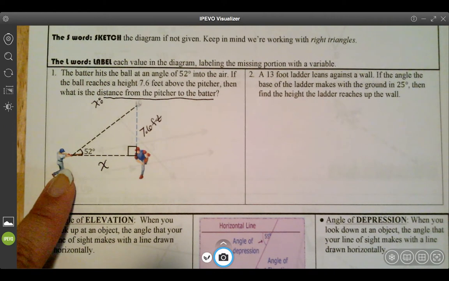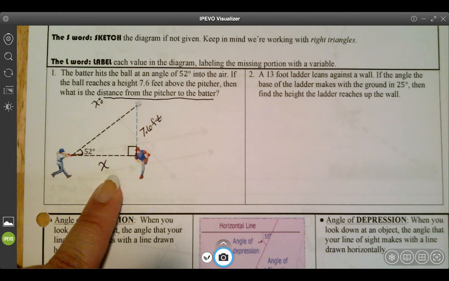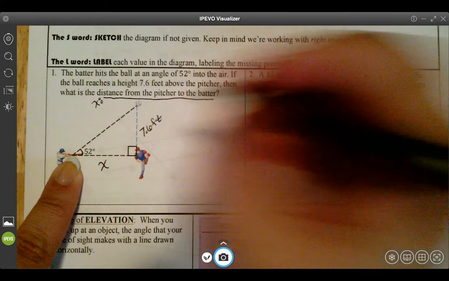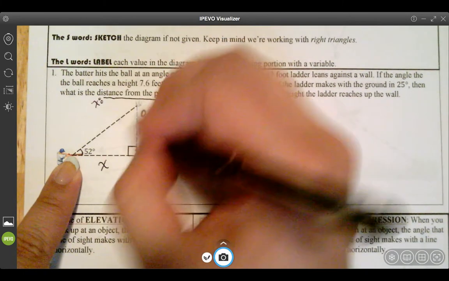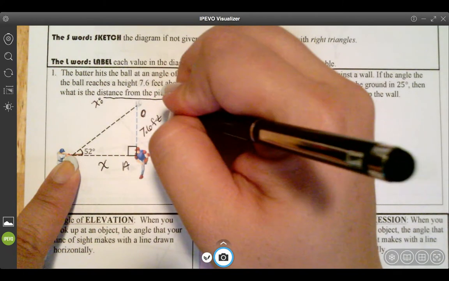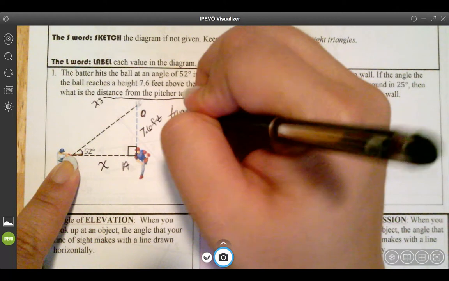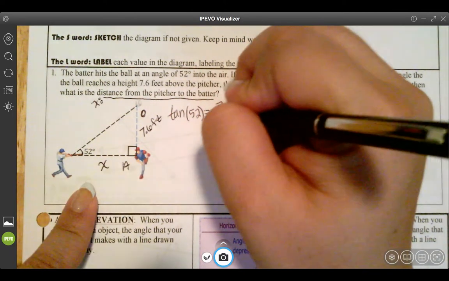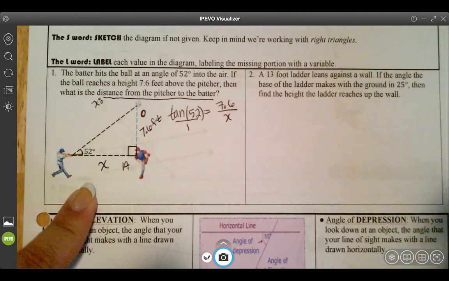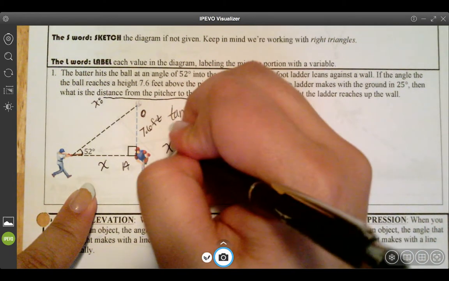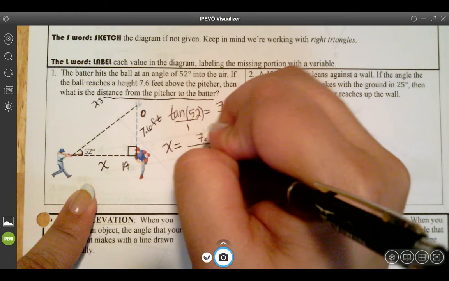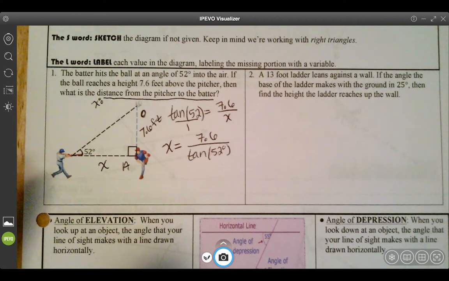Okay, well, what do I know that I can use? I have X, I only have one other side of the triangle, so I can't use the Pythagorean theorem. I have an angle though, so I can use trigonometry. This is my reference angle, and this is opposite and adjacent. So that tells me we want tangent of 52 degrees equals opposite over adjacent. Using our trick with proportions, we can say that X equals 7.6 divided by tangent of 52 degrees, into the calculator.